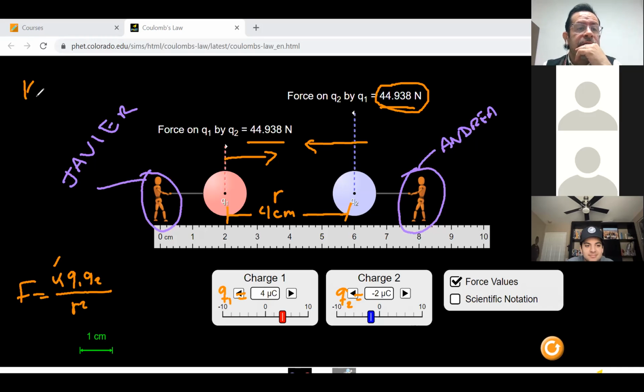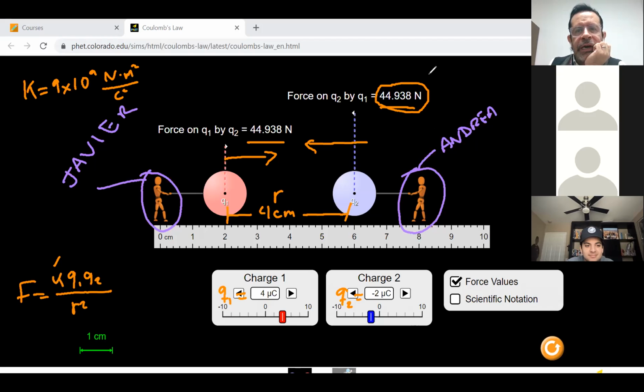K is actually a constant that's 9 times 10 to the 9, newtons times meter squared divided by coulomb squared. Exactly. Thank you very much. I was forgetting where everything was. Newtons have to be on top, meter squared, coulomb squared. So if we do this calculation, we're going to get almost 45 newtons.